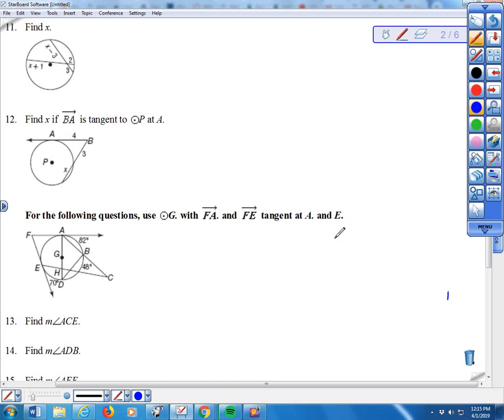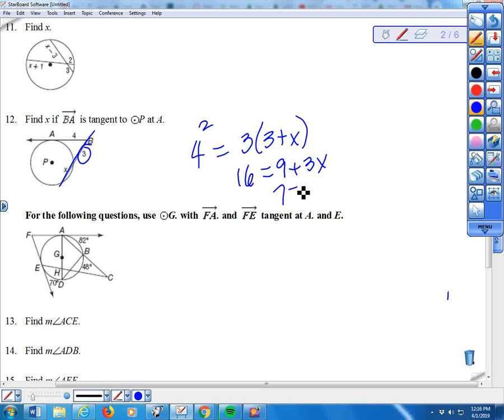All right. Find x if BA is tangent to P. Okay, so if it's tangent, what's the formula? When I have secants and tangents, this is where, if you guys don't have these memorized, you need to have a sheet made that you can reference to study from. What's the formula? Well, it's 4 squared equals 3 times 3 plus x. It's the tangent squared is equal to the external part times the whole length. 16 equals 9 plus 3x. 7 equals 3x. X equals 7/3.